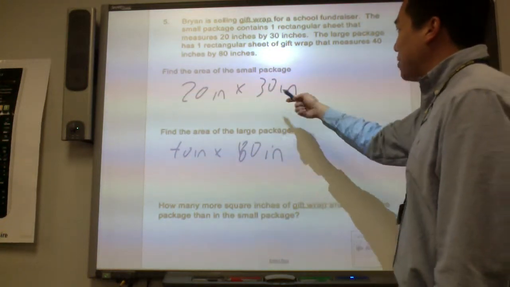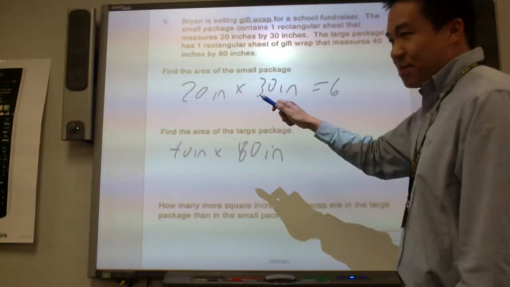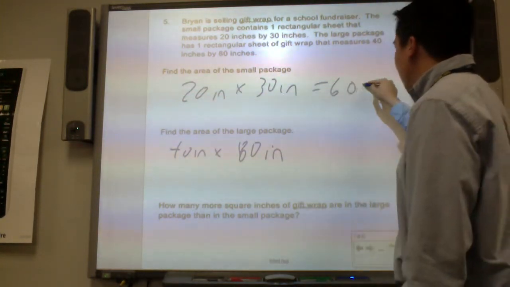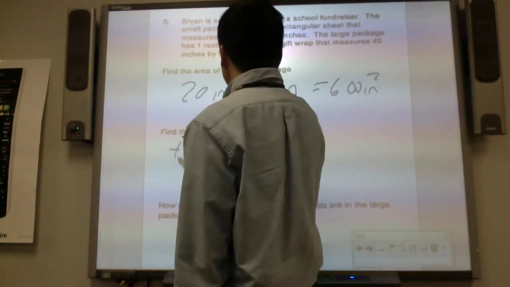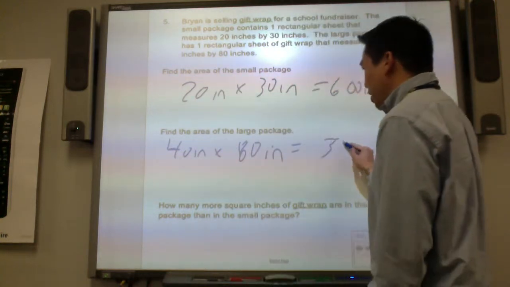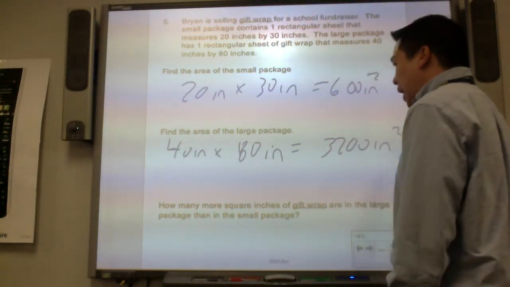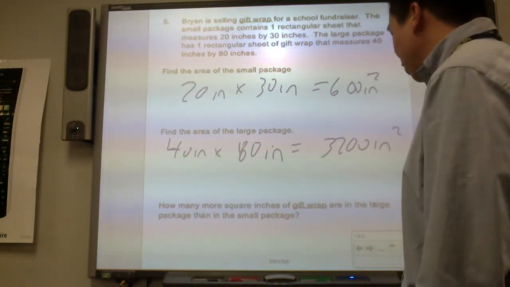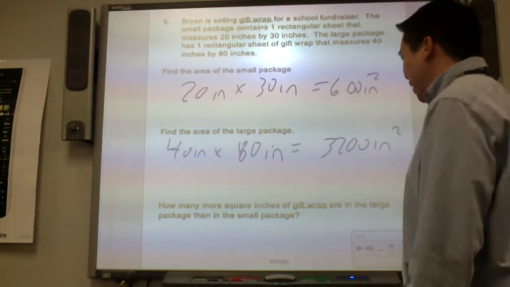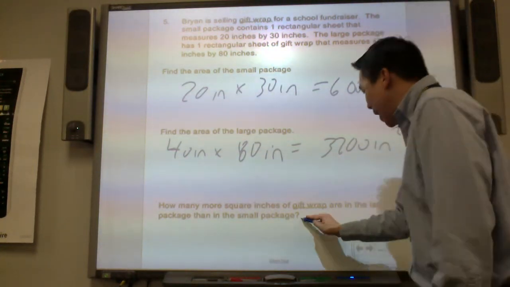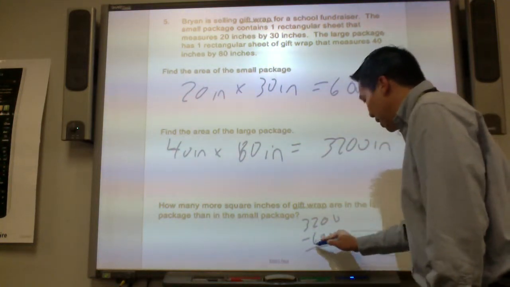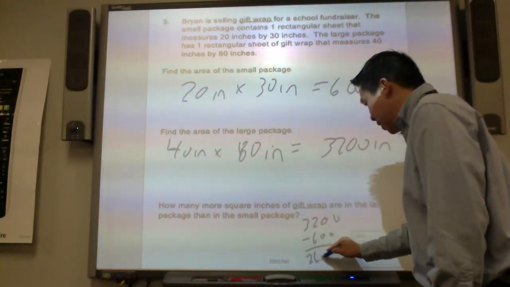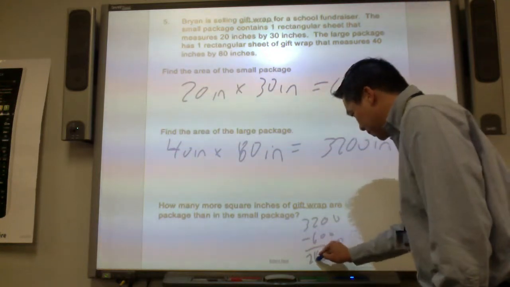So 20 times 30 is base times height or length times width, is 600 square inches. And this one, I'm going to read my handwriting. This is a 40. That is 3,200 square inches. How many more square inches of gift wrap are in the large package than in the small package? So we need to subtract. 3,200 minus 600 is 2,600 square inches.